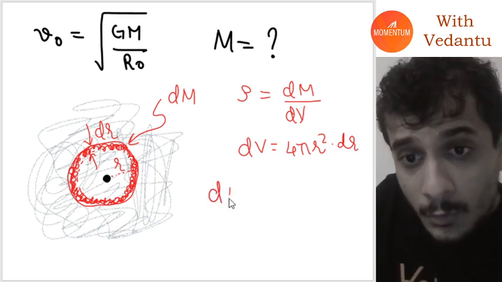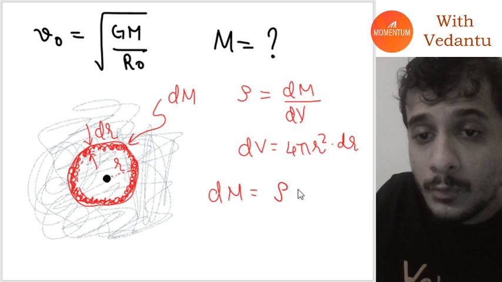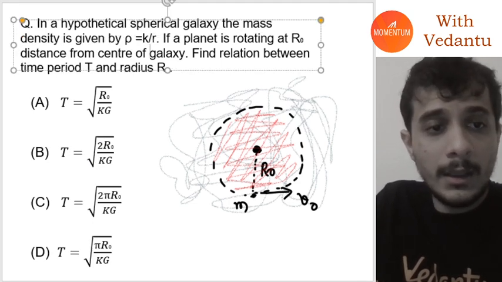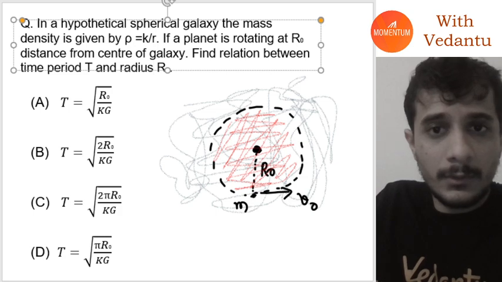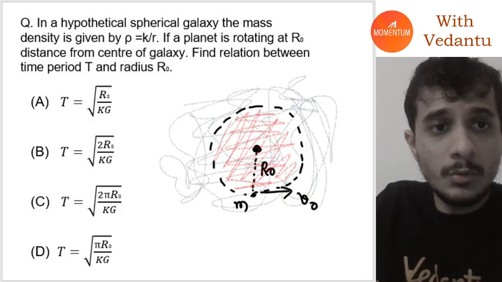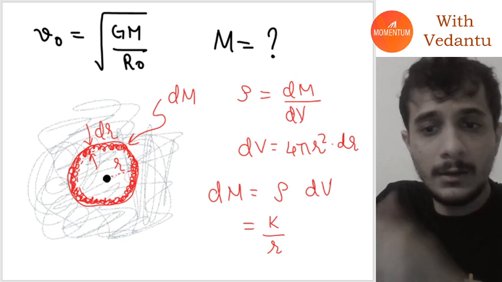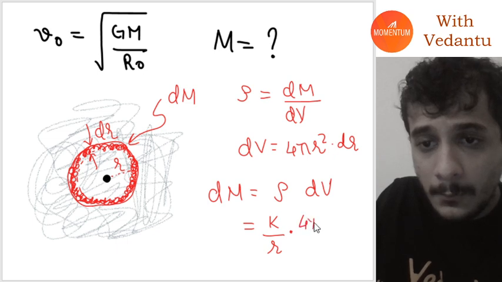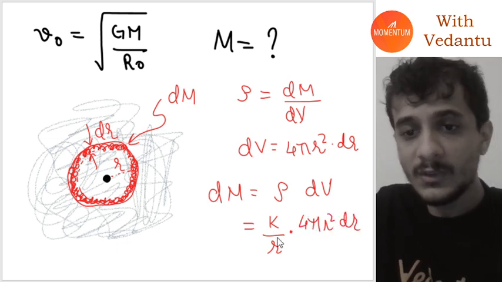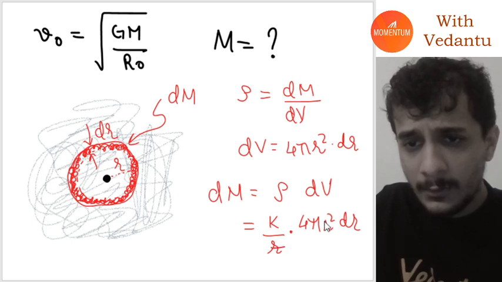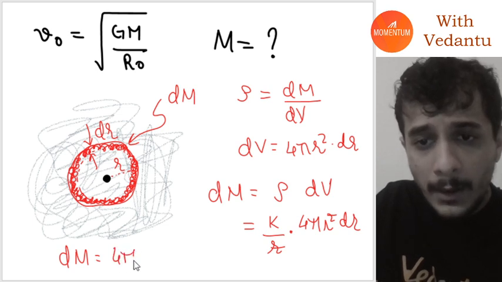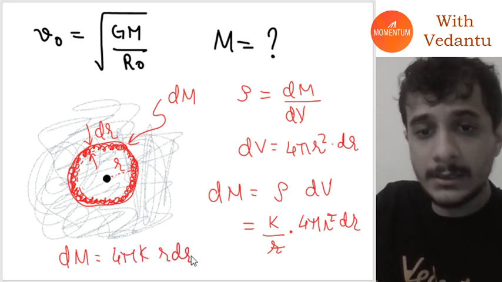So from this, you can get m, or rather dm, is equal to rho into dV, which is equal to k by r, because rho is given to us as k by r, into 4 pi r square dr. Now, one r will get cancelled out with one r, and I will get overall dm is equal to 4 pi k into r into dr.